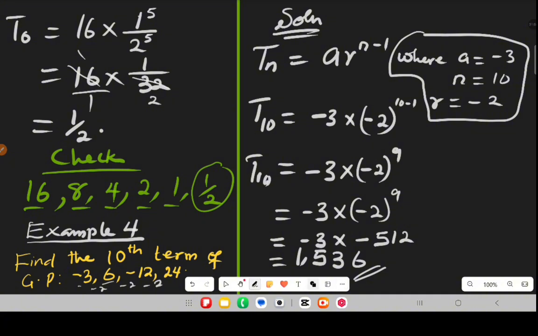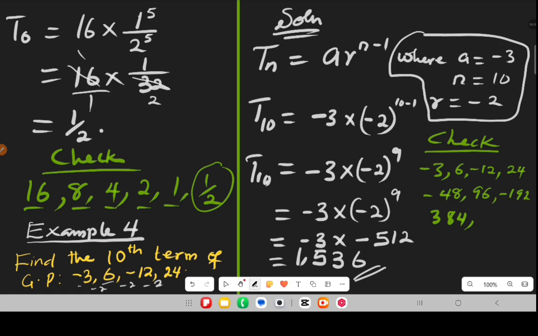If we want to check our answer is correct, what we do, we write check and list all the terms. If we list, the first term is minus 3, times minus 2, which gives us 6, times minus 2, which gives us minus 12, times minus 2 gives us 24, times minus 2 gives us minus 48, times minus 2 gives us 96, times minus 2 gives us minus 192, minus 192 times minus 2 gives us plus 384.